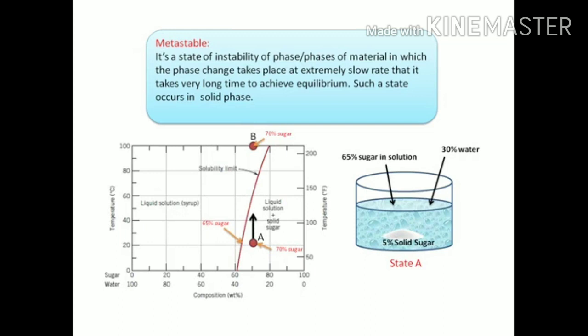Let us take the previous example once again. We assume that the time period between state A to state B is very long. That means the time period between the beginning of dissolution of solid sugar at state A to the completion of dissolution of solid sugar at state B is very long. So, the state of material between state A and state B is called metastable only when the time period between state A and state B is very long.